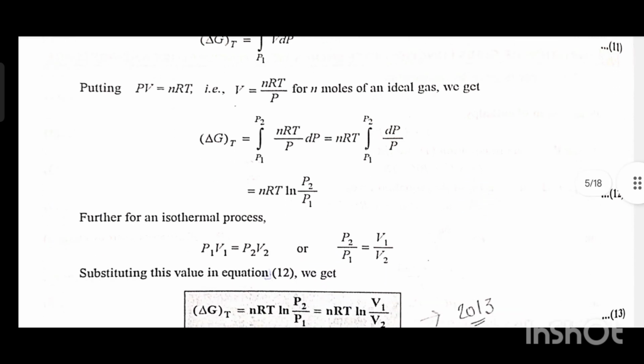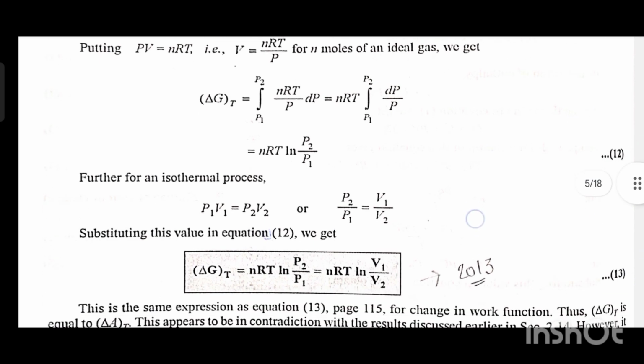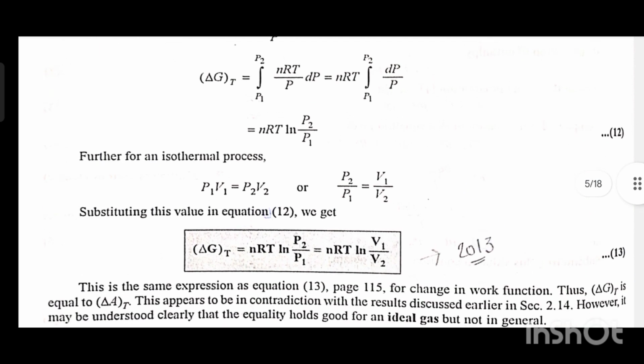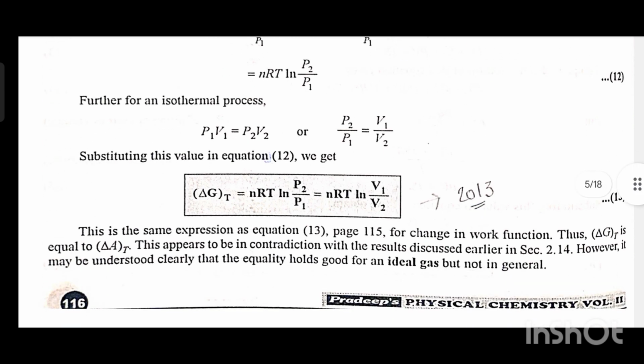Putting PV equal to nRT, that is V equal to nRT upon P for n moles of an ideal gas, we get ΔG at constant temperature is equal to the integral from P1 to P2 of nRT upon P dP, which is equal to nRT times the integral from P1 to P2 of dP upon P, which is equal to nRT ln P2 upon P1.